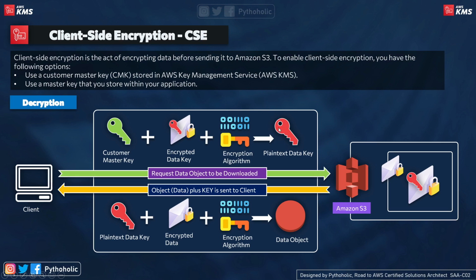So look at the first half of the image here. We take the customer master key and the encrypted data key, and we generate the plain text data key. And the second part that we have here: once you get the plain text data key, what do you do? You take the encrypted data and, using the encryption algorithm, you generate the data object. And that is where you get the plain text data key and the object that you wanted. And that's encryption and decryption for you.